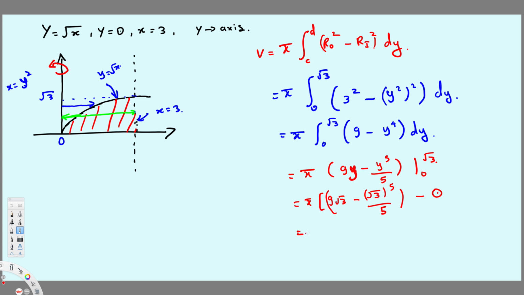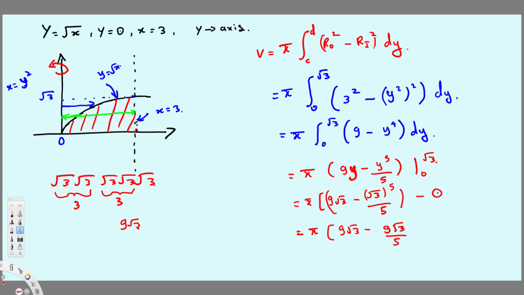Here we can simplify this. If you notice, root 3 to the power 5 is root 3 times root 3 times root 3 times root 3 times root 3. If you combine the first two, that's going to be 3, and if we combine the next two, this is also going to be 3. And 3 times 3 is 9, so this is also going to be 9 root 3. So 9 root 3 minus 9 root 3 divided by 5.